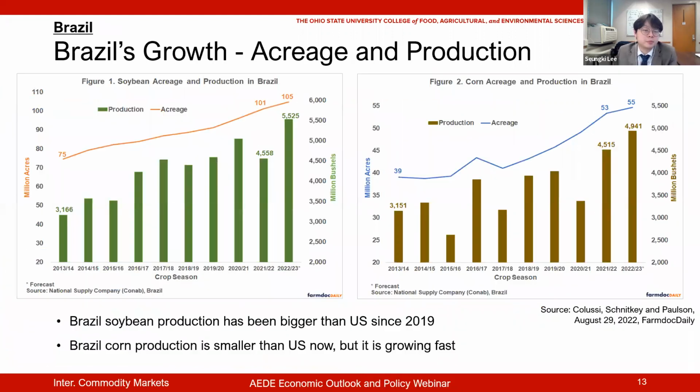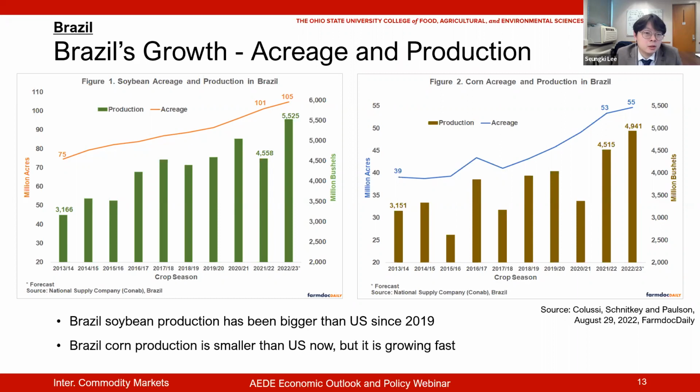So now let's talk about Brazil, which is the main character of this presentation. As you can see, the left figure is soybean acreage and production level in Brazil, and the right figure is corn acreage and production level in Brazil. The left y-axis indicates the acreage size, and the right y-axis indicates the total production, in million bushels. As you can see, both have gone up significantly during the last 10 years.